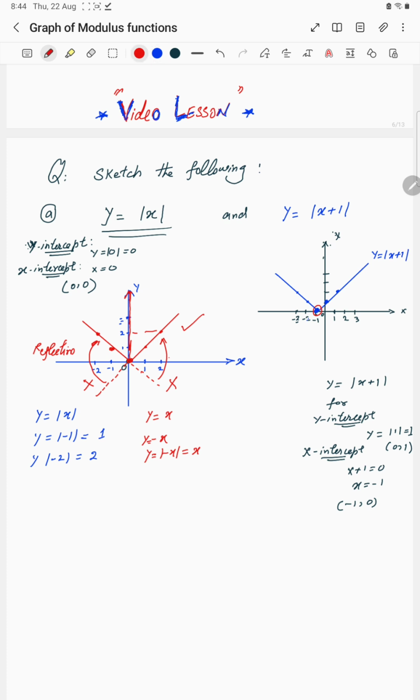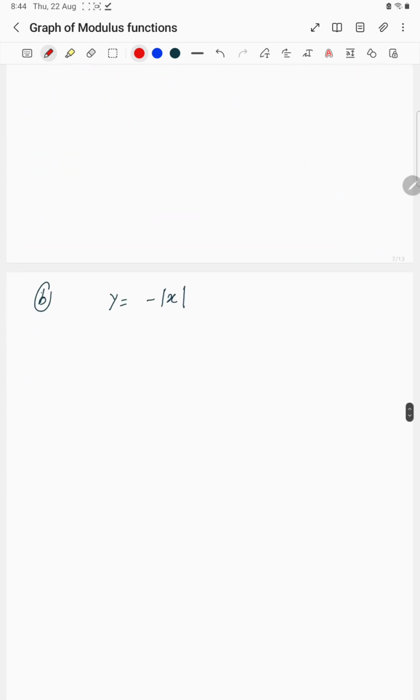Before it we did y is equal to modulus of x. I hope it's easy and you understood it. Let's proceed to the next question: negative modulus of x. Here, what to do? Draw the same kind of graph.